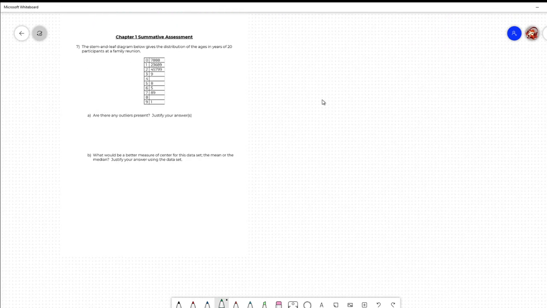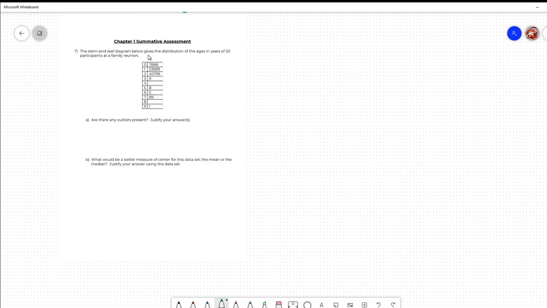All right, so this time we have a stem and leaf plot given to us. It is describing the distribution of ages in years of 20 participants at a family reunion. Are there any outliers present? Justify your answers. I saw a lot of people, which was great, start by doing the 5-point summary. Awesome, that is work. That part goes to part of your justification. So 5-point summary: min, Q1, median, Q3, and then max.